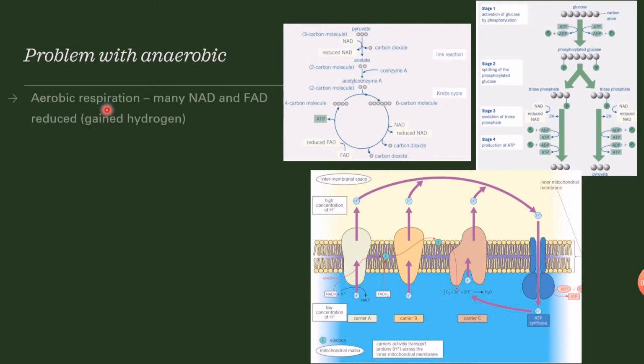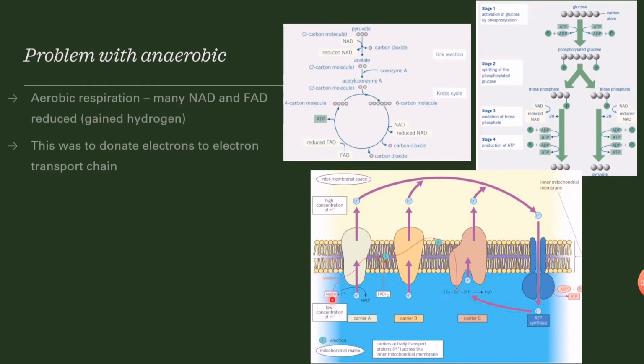So aerobic respiration, as you can see by these diagrams, has many NAD and FAD, and these NAD and FAD coenzymes are reduced. They're reduced to form reduced NAD and reduced FAD. So this means that they gain hydrogen. And when these coenzymes gain this hydrogen, they become reduced, so that in oxidative phosphorylation they can donate electrons to the electron transport chain. And if you don't understand any of this, you can just go back to my other videos on the stages in aerobic respiration.